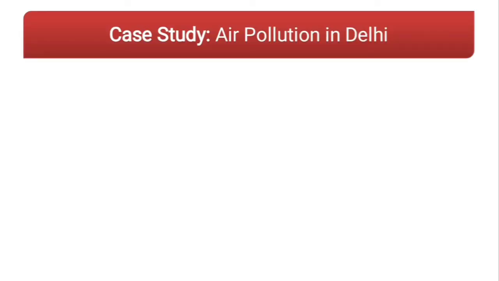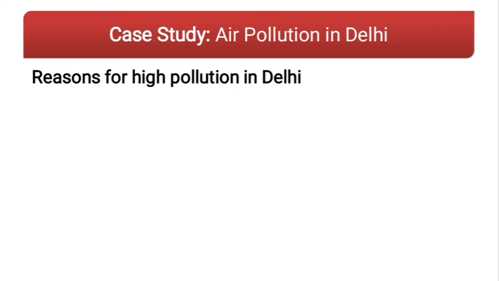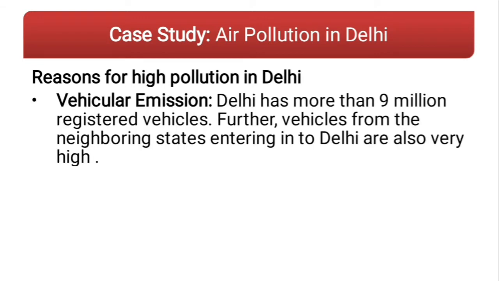Now we will take a case study of Delhi, because many times Delhi is in news for the air pollution. So, reasons for high pollution in Delhi. First one, vehicular emission. Delhi has more than 9 million registered vehicles. Further, vehicles from neighboring states entering into Delhi are also very high, because this is the capital of India. So, vehicles coming from other states into Delhi is also high. So that's why this is one of the major reasons, vehicular emission.